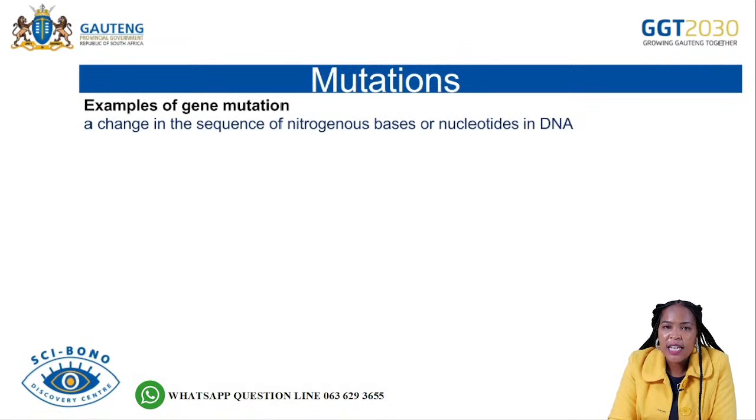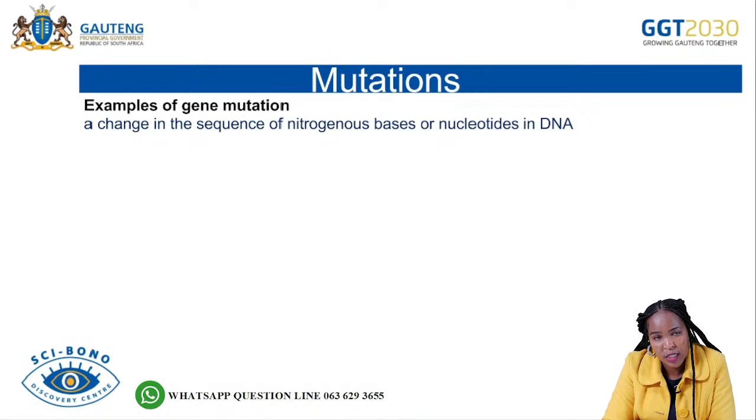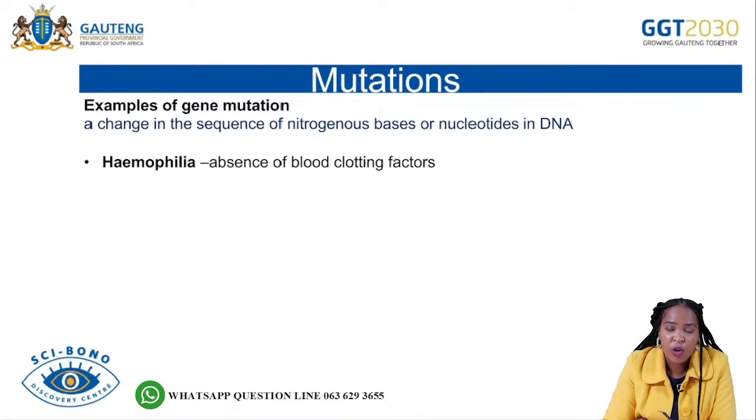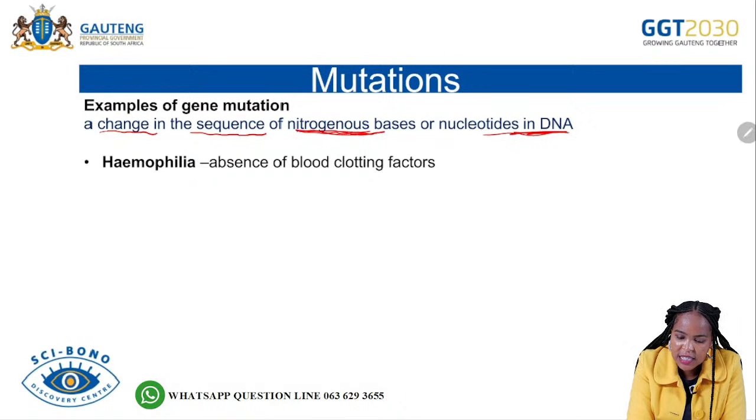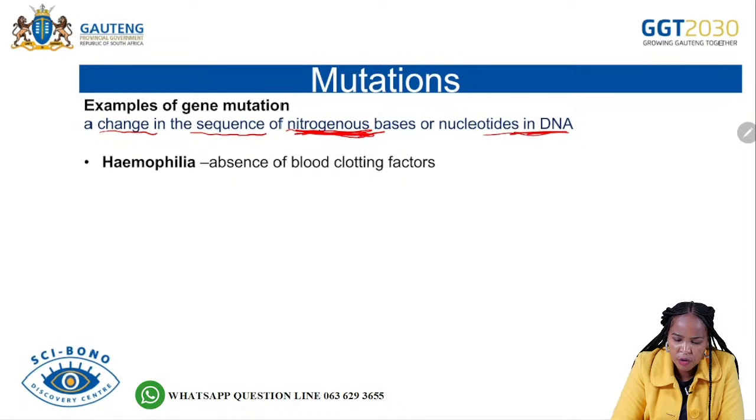Then, looking deeper now into the examples of gene mutation. Remember, we spoke about the two types of mutation. We said it's gene mutation and chromosomal mutation. Now we're going to look at the examples of gene mutation, which I mentioned earlier, that is hemophilia. Right, we're going to start with hemophilia. Remember the explanation. Gene mutation is the change in the sequence of nitrogenous bases or nucleotides in DNA. This definition stays as it is from the exam guideline. Please go through your exam guidelines to check this definition and write it as it is for you to obtain those full marks in the exam.